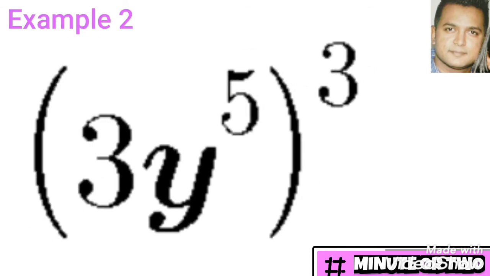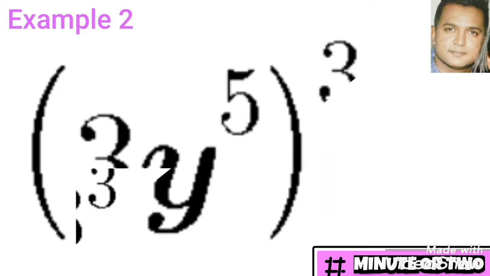In the next example, I've included one where there is a number as well. There's a coefficient of 3. So we must know that whenever we are introduced to something like this, everything in the bracket must be raised to the power that's indicated. So the 3, that's the coefficient, will have to be raised, and the y to the power 5 will have to be raised by the power of 3.